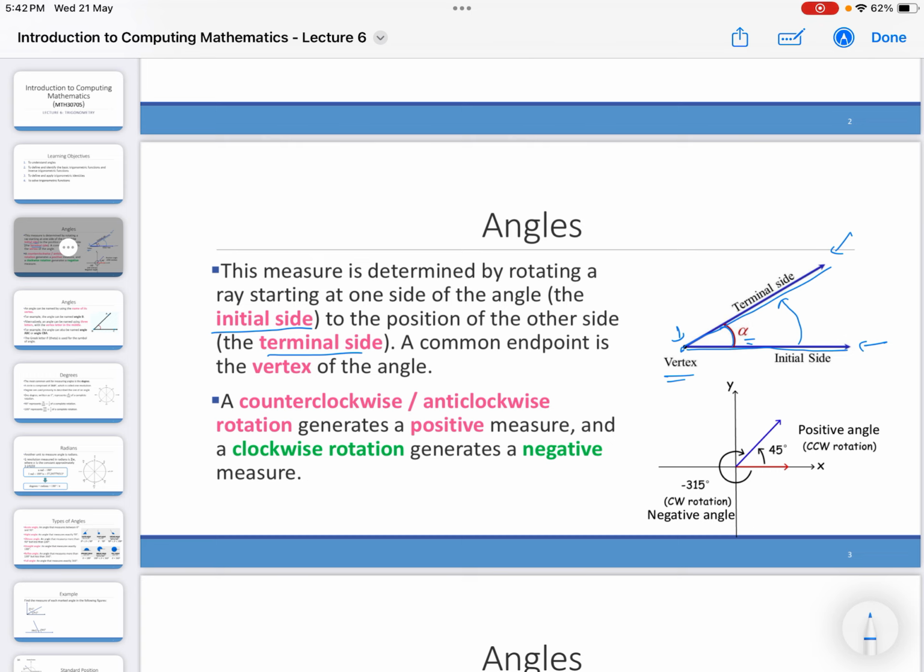Okay, and then counterclockwise or anti-clockwise rotation generates a positive measure. So let's say we have this one. The red one here is the initial side, and this one is the terminal side. So we rotate counterclockwise, and we get the positive measure. For this one, we have positive 45 degrees. And then clockwise rotation generates a negative measure. So that means from the initial to the terminal, we rotate clockwise, and we get the negative measure, so negative 315 degrees.